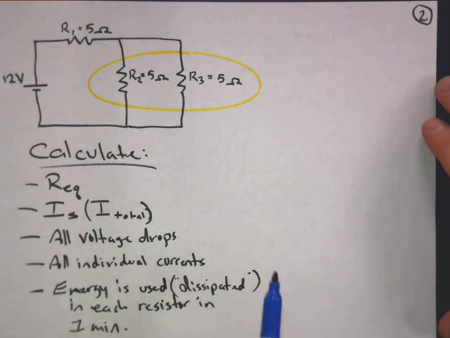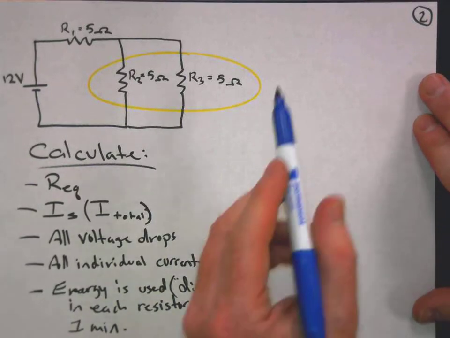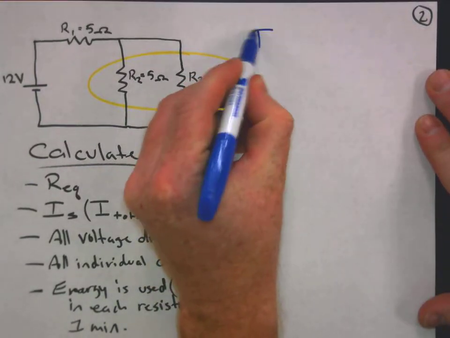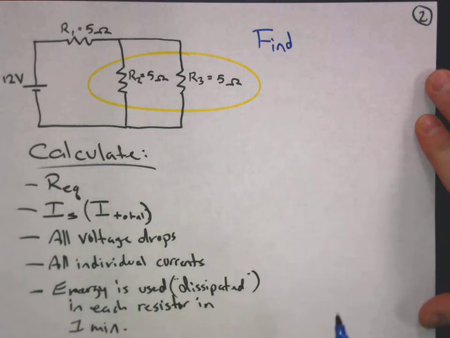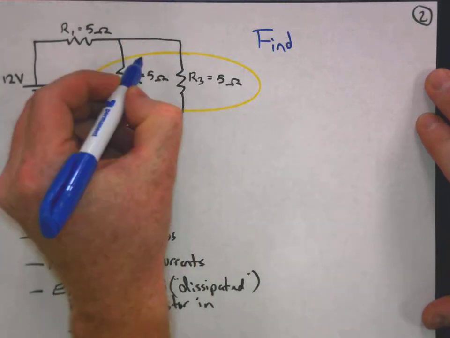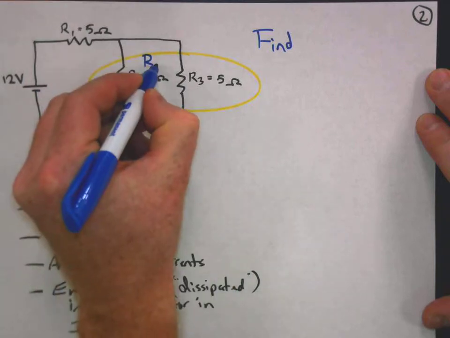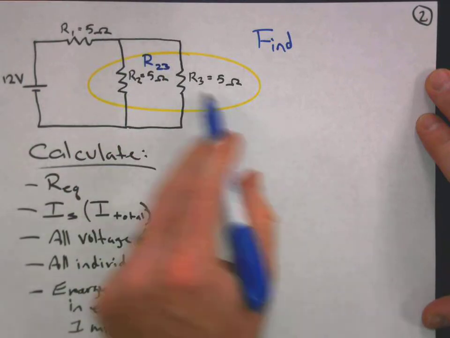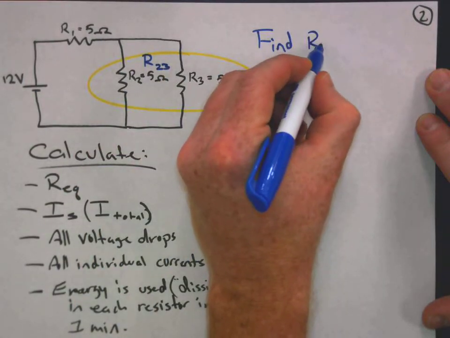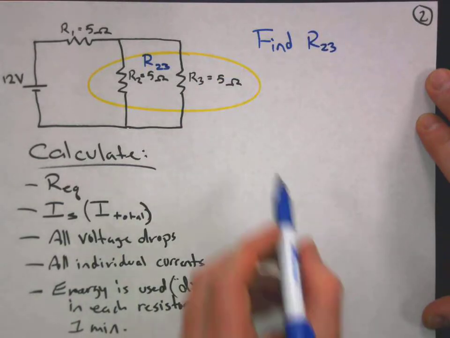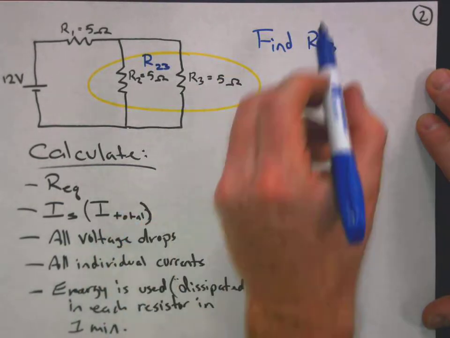Now, first step, what I'm going to try to do is just outline the steps. I'm going to find REQ of 2 and 3. So I'm going to find R2,3, which is those two combined. And what I know about 2 and 3 is they're in parallel.